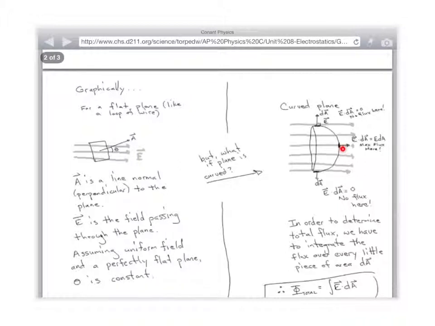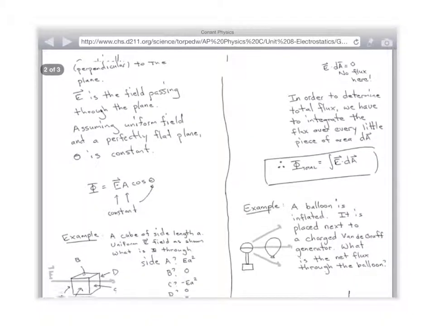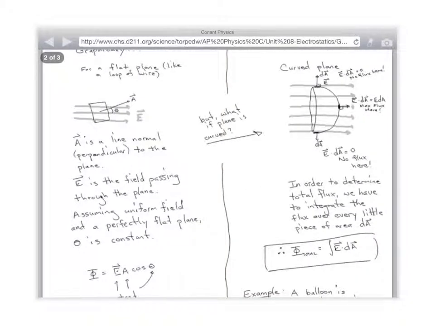So you would have to integrate over all of those little E dot dAs, which would be a horrible multivariable thing to do. But this isn't a multivariable class. But what we say is the total flux through an area is the integral of E dot dA for every little piece of area on this cup shape. Does that make sense? All right, fine.